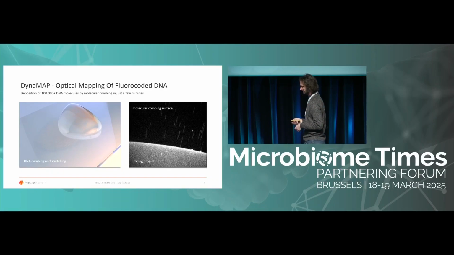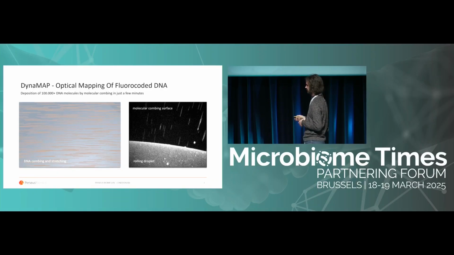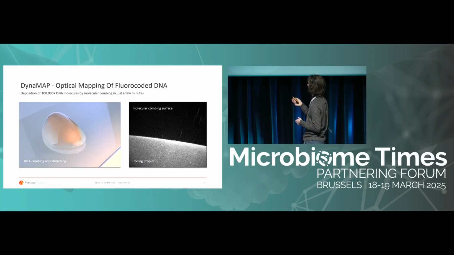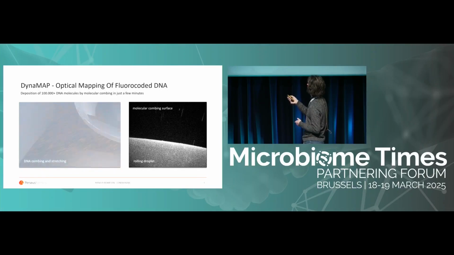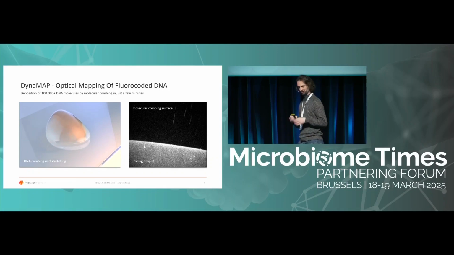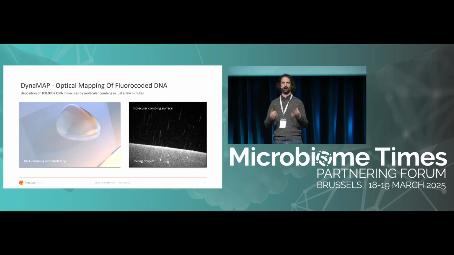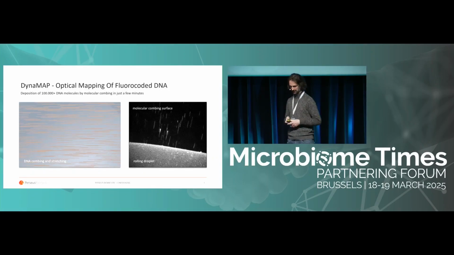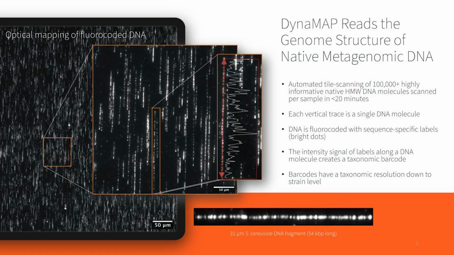And on the right, you can see this actually happening under a microscope. So towards the bottom, you see the rolling droplet itself, and at the interface of the droplet, you see those lines coming out. Here, for example, those are the individual DNA molecules coming out of the solution and being stretched in this method. This is what the fluorescence patterns look like under the microscope.